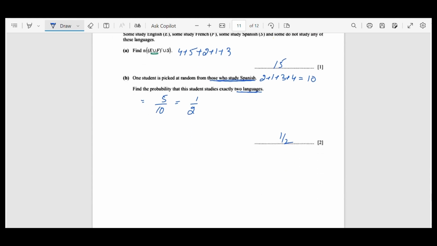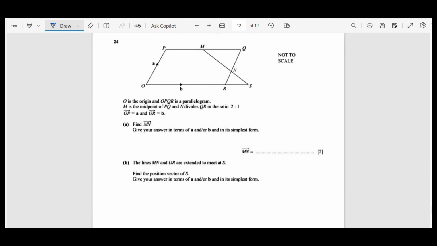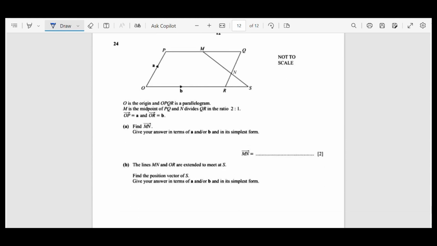Next is question number 24. This is the last question of this paper. O is the origin, OPQR is a parallelogram, M is the midpoint of PQ, and N divides QR in the ratio 2:1. OP is A, OR is B. Find the vector MN.